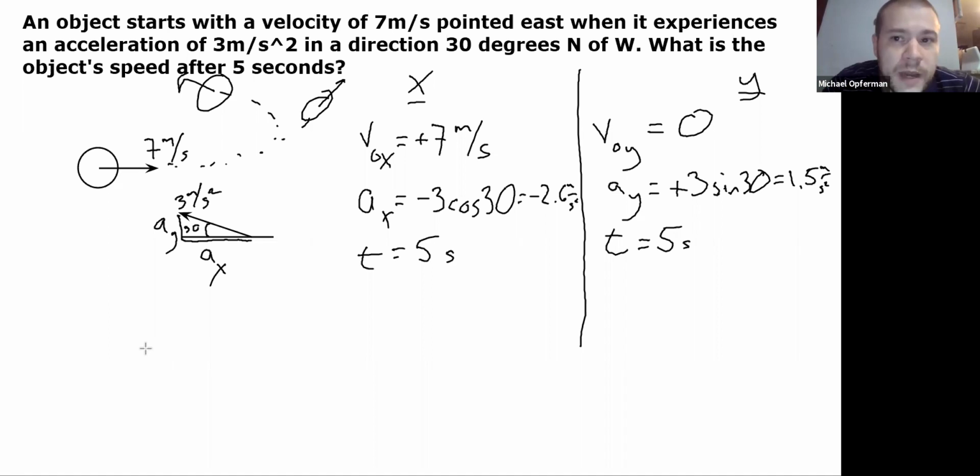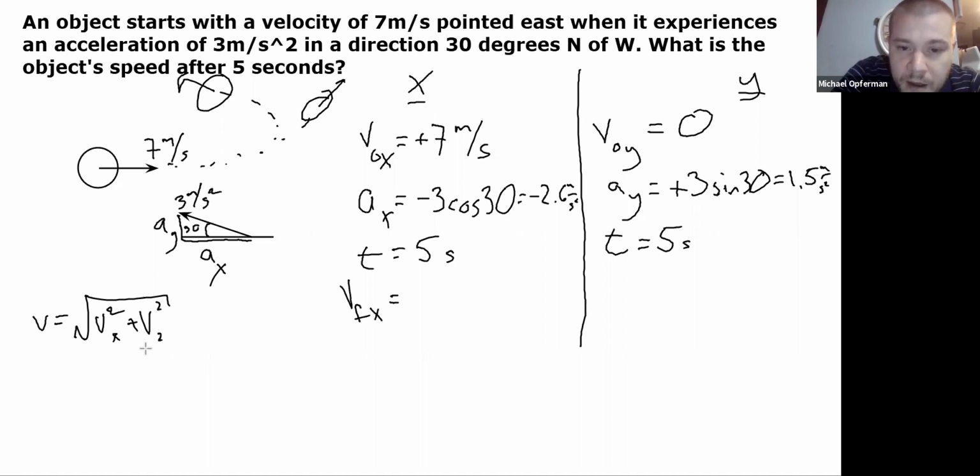Now I want to identify what's my unknown. The unknown here is the object's speed. And note that it says speed and not velocity. Speed is the magnitude of the final velocity vector. To find the magnitude, I'm going to need to know both components. And then at the end of the problem, I'm going to do the speed is the square root of x squared plus y squared to get the magnitude. So I'm going to need to know VFX as my unknown for x, and I'm going to want VFY as my unknown for y. So there's my 4 variables.